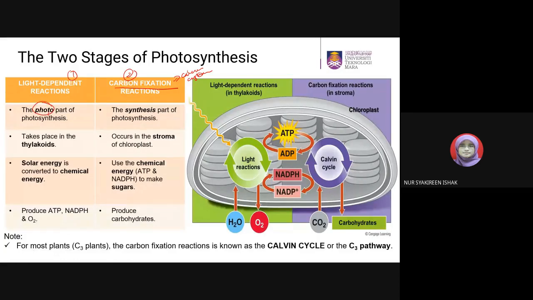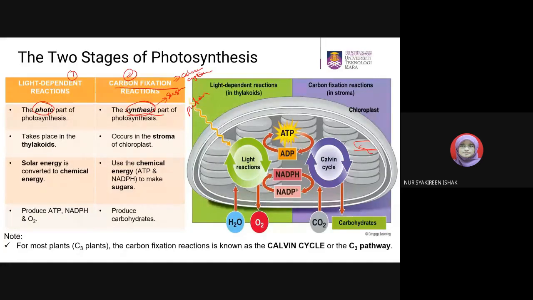If you look at the diagram, light energy in the form of photons will be absorbed by the photosynthetic pigments that are embedded in the thylakoid membrane. Thylakoid membrane is the place where photosynthetic pigments are embedded. It is the photo part, light energy is absorbed. As for the carbon fixation, it is the synthesis part of photosynthesis. Why? As I mentioned, it is the stage where sugar is produced.